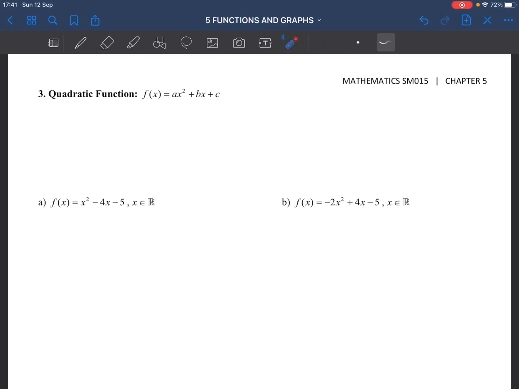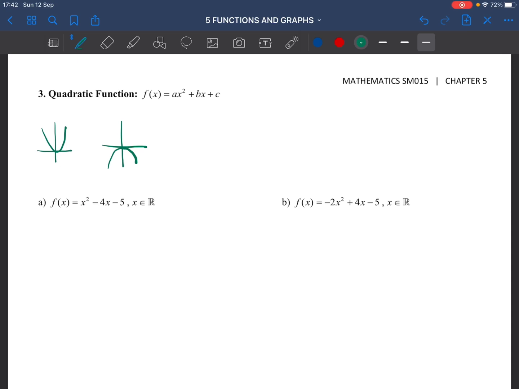Okay, so let us continue to the next function. We have already seen how to sketch a constant and linear function. So next we are going to see how to sketch a quadratic function. Saya rasa semua orang familiar dengan quadratic function, which is kita ada dua basic shape. Kita ada senyum and sedih.